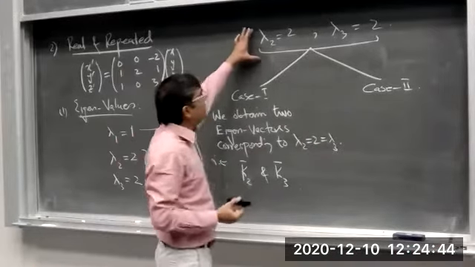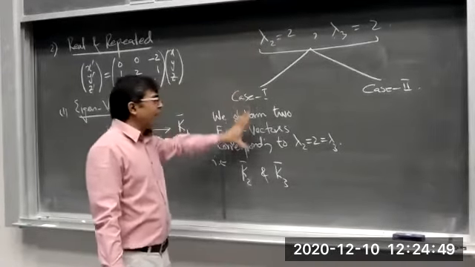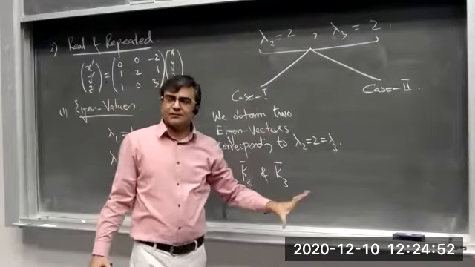ठीक है, अगर ये 2 दफा रिपीट हो रही है तो हमें 2 eigenvectors मिल रहे हैं. अगर ये 3 दफा रिपीट हो रही है, we are getting 3 different eigenvectors. ठीक है.